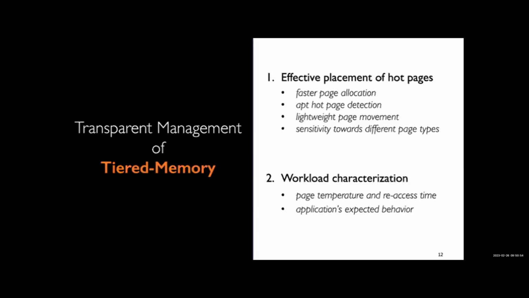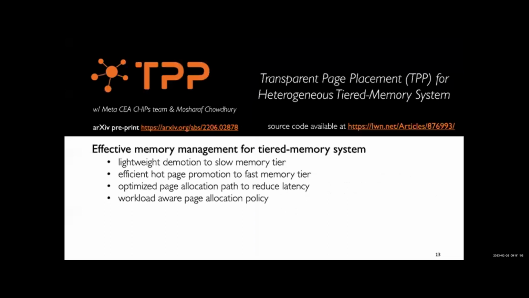In this talk, for brevity, I will mostly focus on the first challenge, that is, how to efficiently manage the hot pages transparently. And to do so, we designed TPP, an in-kernel transparent page placement mechanism for heterogeneous tiered memory systems. It employs a lightweight demotion mechanism for warm and cold pages, which is complemented by an efficient hot page detection and promotion mechanism. TPP decouples existing Linux page allocation and reclamation logic to reduce the latency overhead.